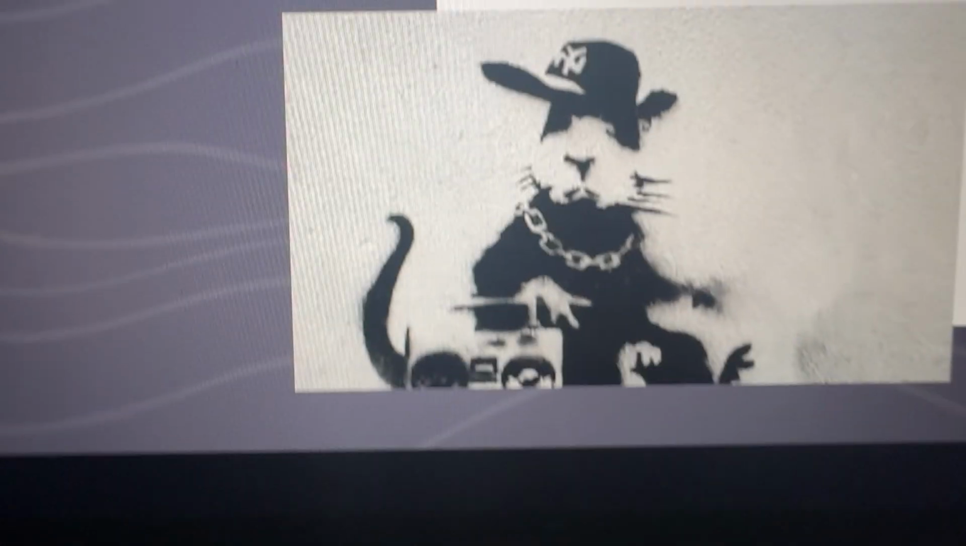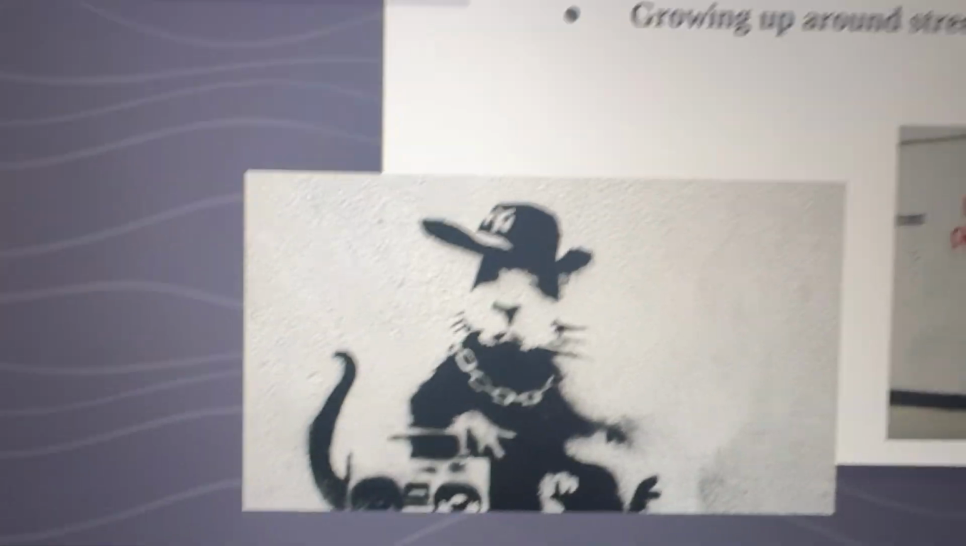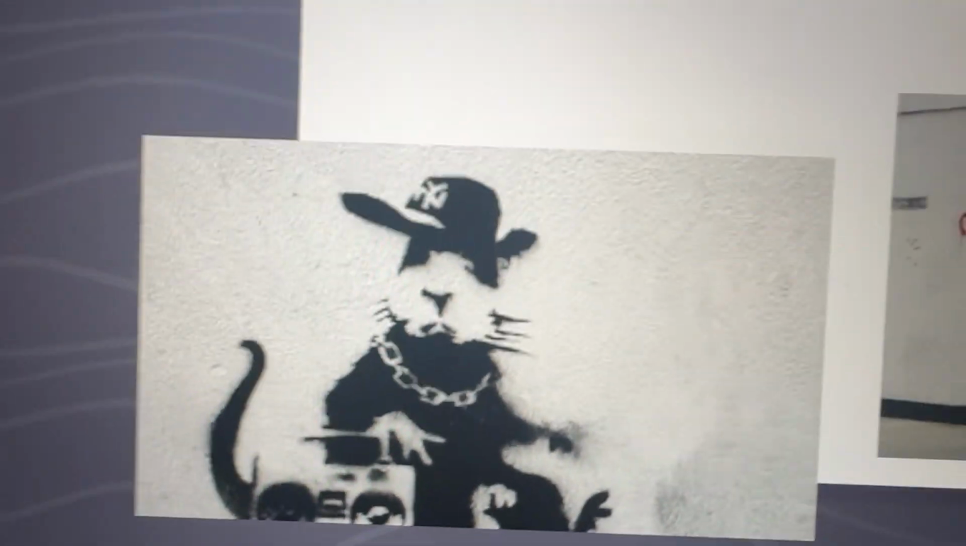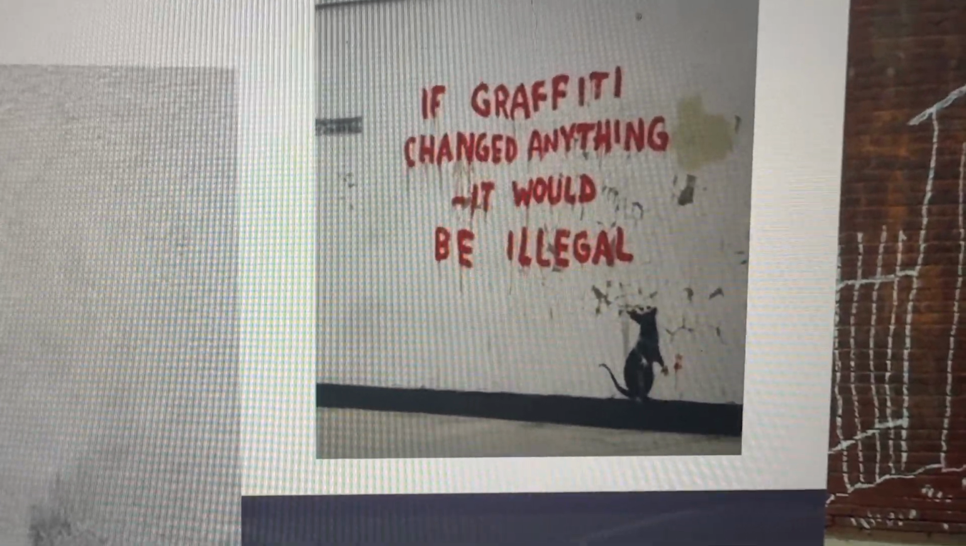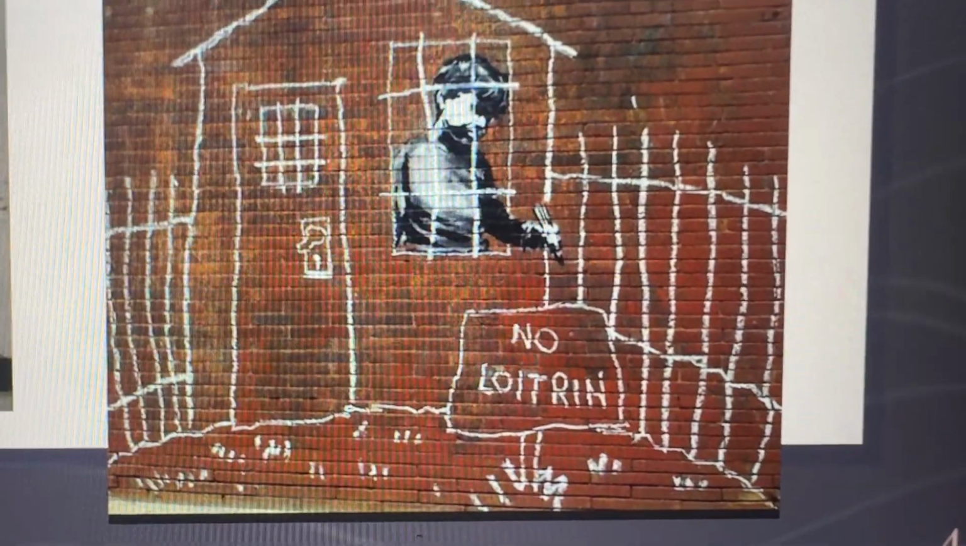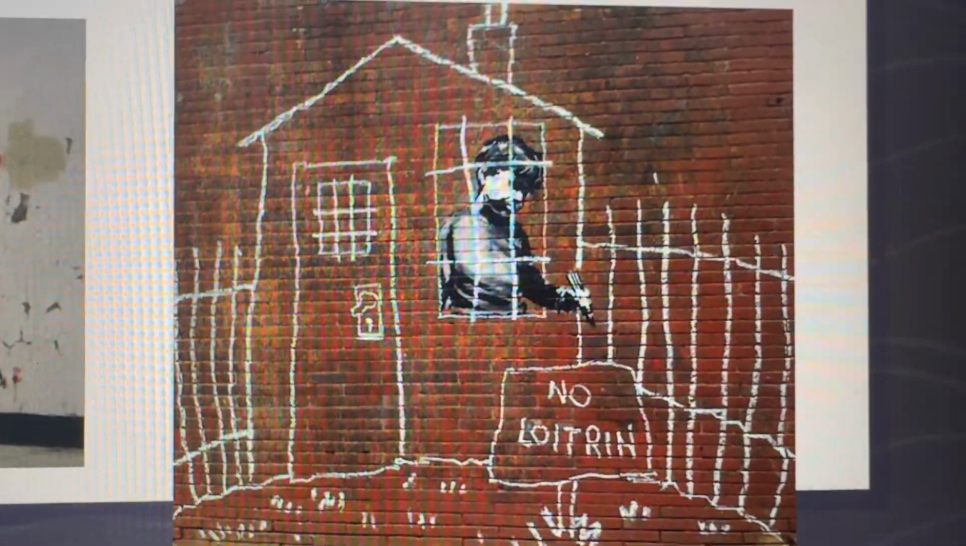So close up, this looks like a bunny. I think a bunny. I can't really tell. If graffiti changed anything, it would be illegal. Preach. And then this is pretty interesting right here. Very creative, I'd say.